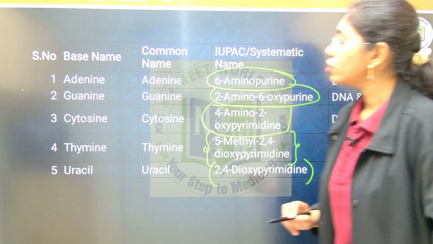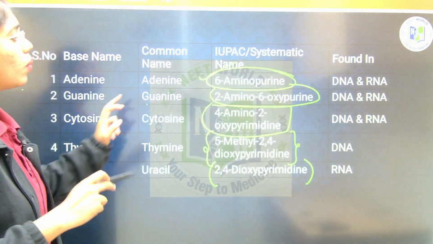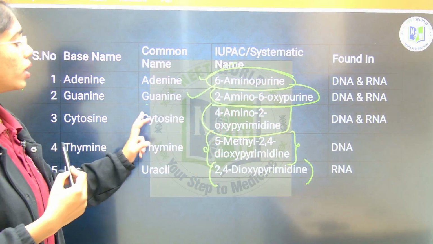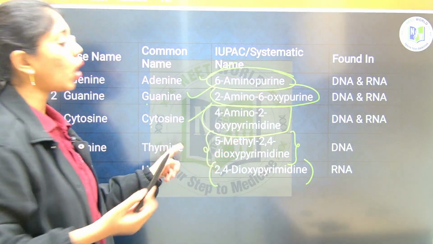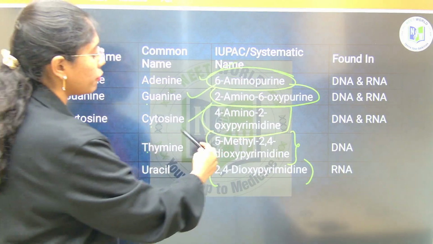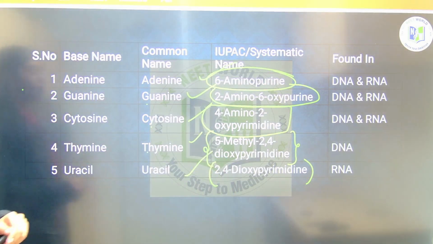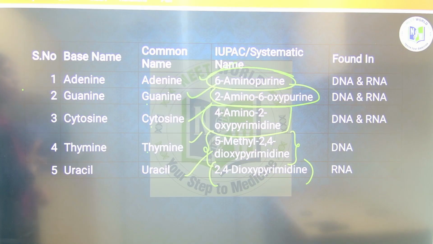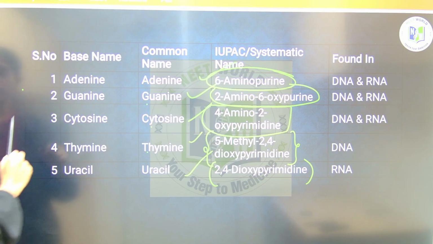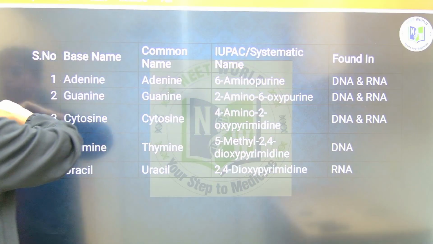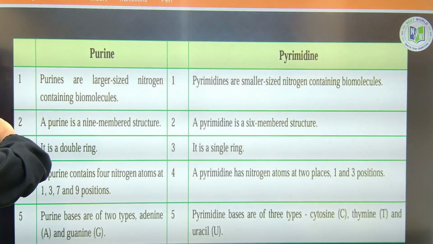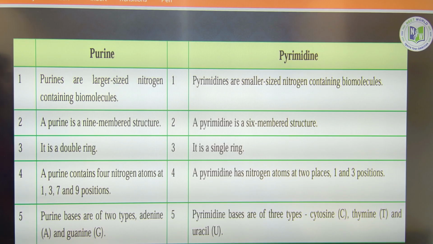Clear, right? So here you see adenine 6-aminopurine, guanine 2-amino-6-oxypurine, cytosine 4-amino-2-oxypyrimidine, thymine 5-methyl-2,4-dioxypyrimidine, uracil 2,4-dioxypyrimidine. Clear, right? So these IUPAC names you have to remember for sure. Next, these are the differences between purines and pyrimidines we have already discussed. If you want, you can take a screenshot of this and remember.